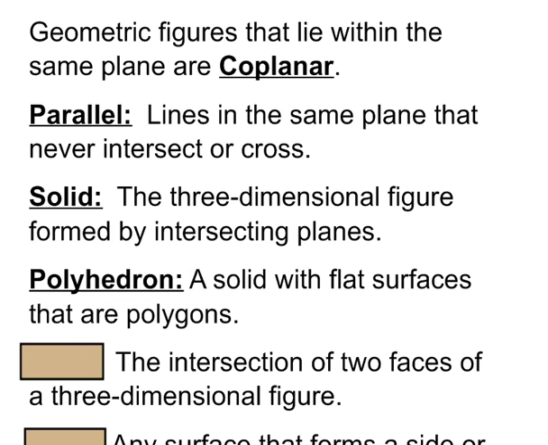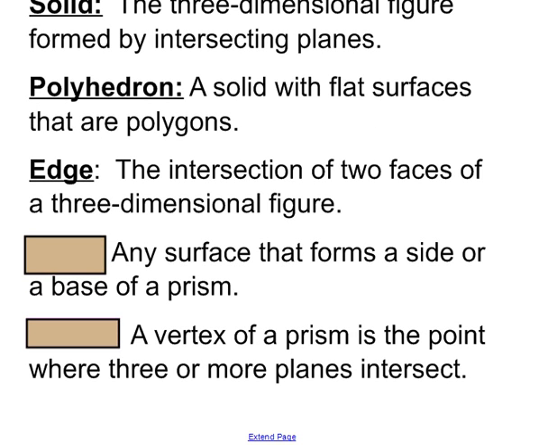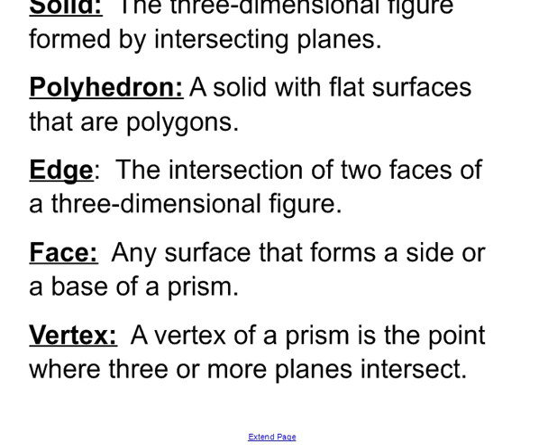A polyhedron is a solid with flat surfaces that are polygons. A polyhedron is a solid figure with polygons as its sides. An edge is the intersection of two faces of a three-dimensional figure. A face is any surface that forms a side or a base of a prism. And the vertex of a prism is the point where three or more planes intersect.